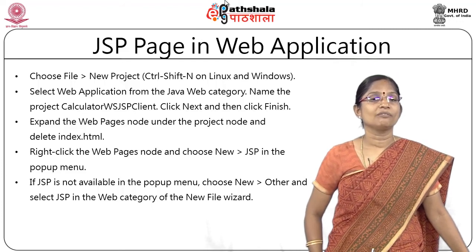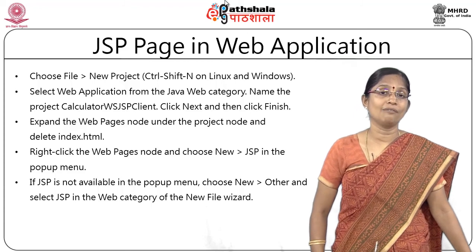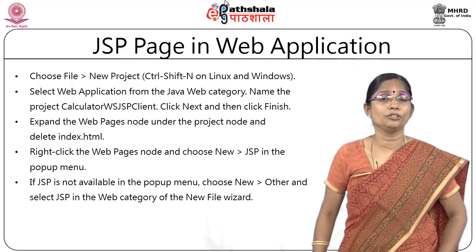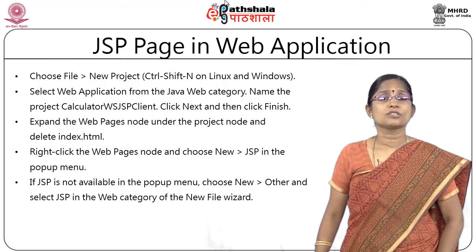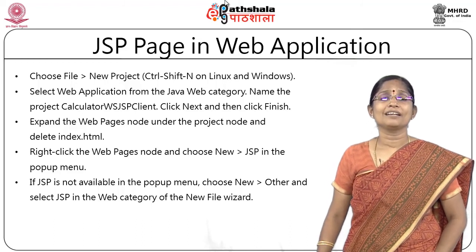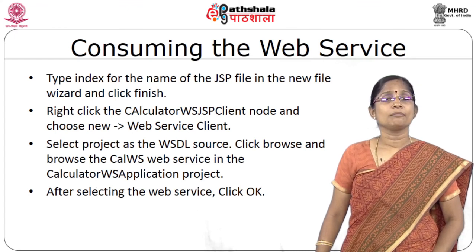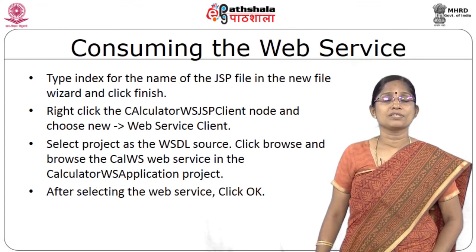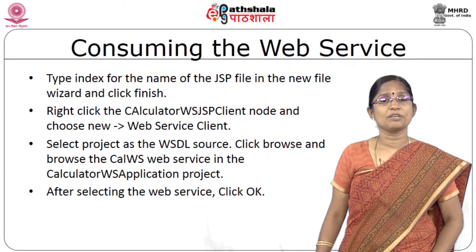Then right click on the Web Pages node and choose New JSP. Remember, there we created a new Java application; here we are going to create a new JSP in the pop-up menu. If JSP is not available, you can choose New Other or any other web category which is on par with JSP. Type index for the name of the JSP file in the New File wizard. You click Finish.